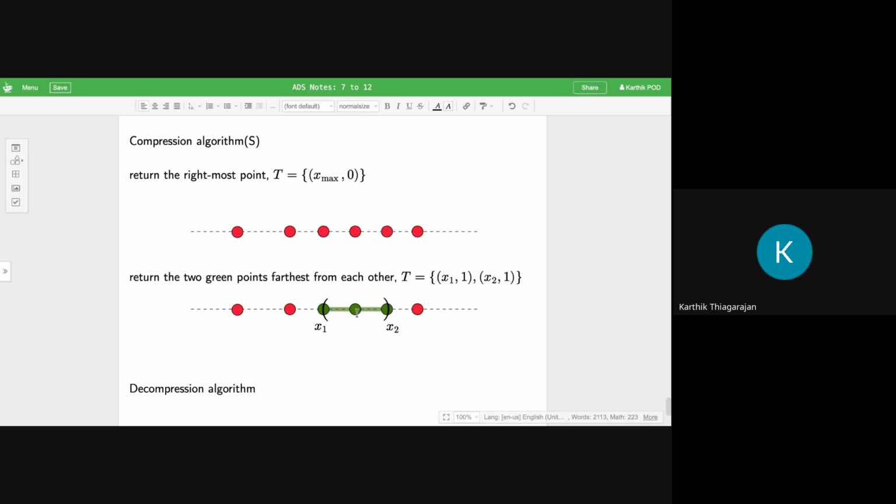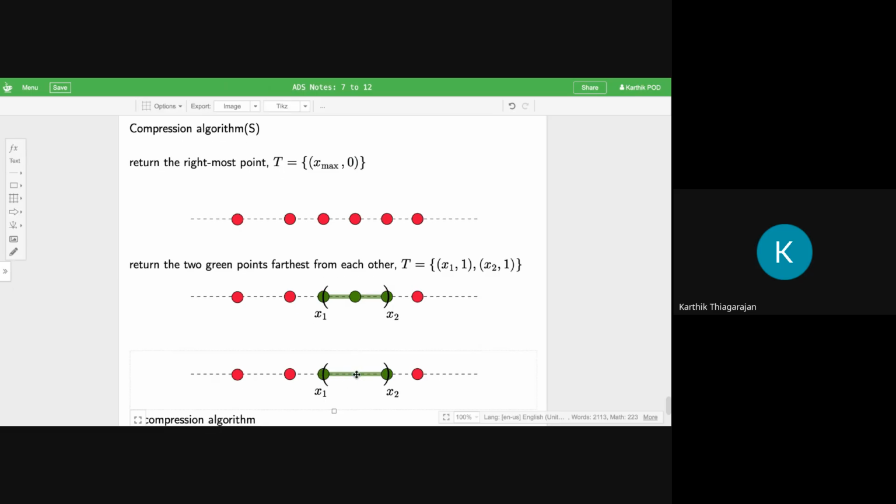So what other cases are there? All green will anyway come in here because there's no problem there. If there is exactly one green point, you have a problem. So you can't use this rule here. So let's draw that scenario; maybe we can just delete this.